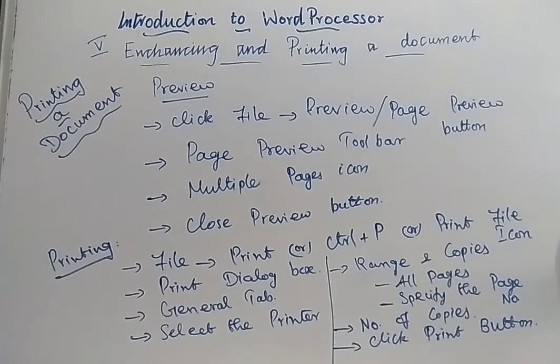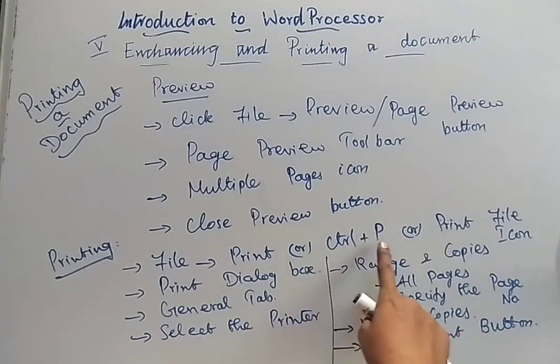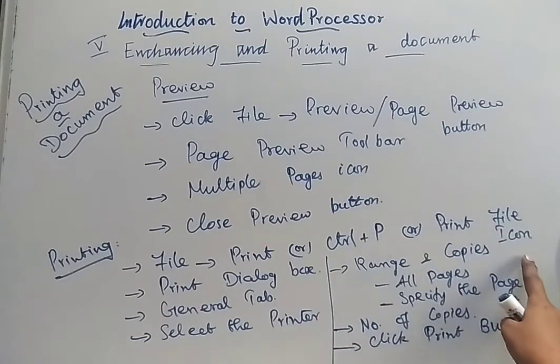So what's the procedure? Be in the page. If you are willing to print a page alone, be in that page. Your insertion pointer will be there. Next, you have three methods to open the print dialog box. The first one is File, Print. The next one is Control P. And the next one is the print file icon. By means of this, the print dialog box will be opened for you. So in that, what do you have to do?